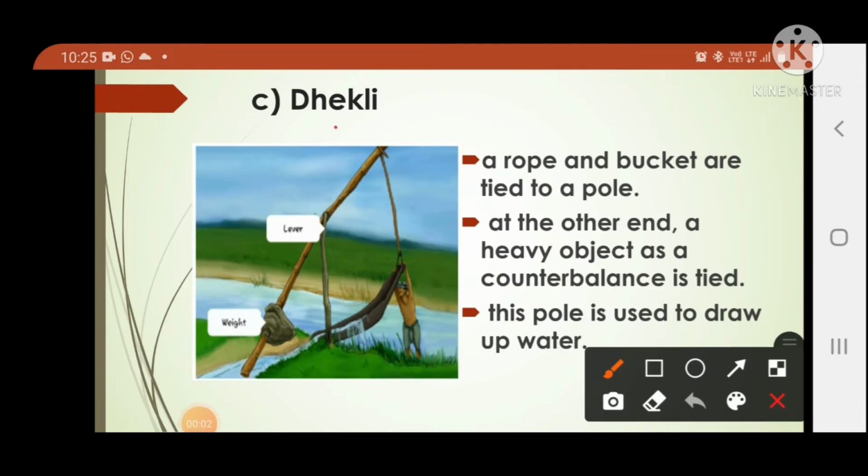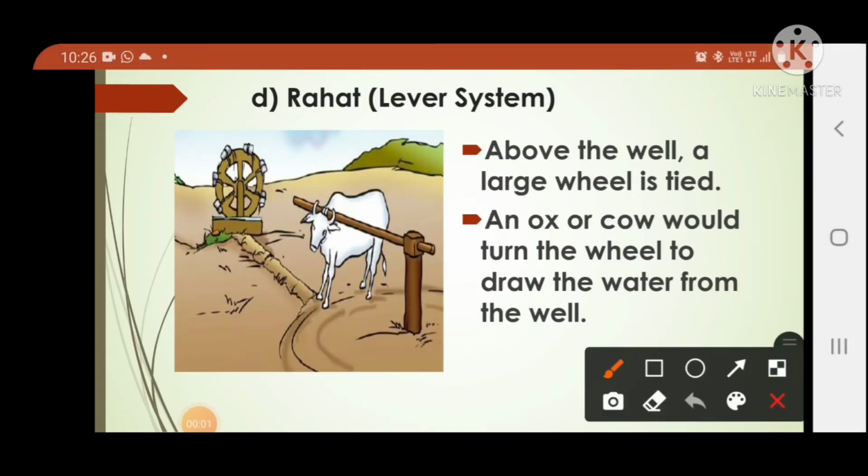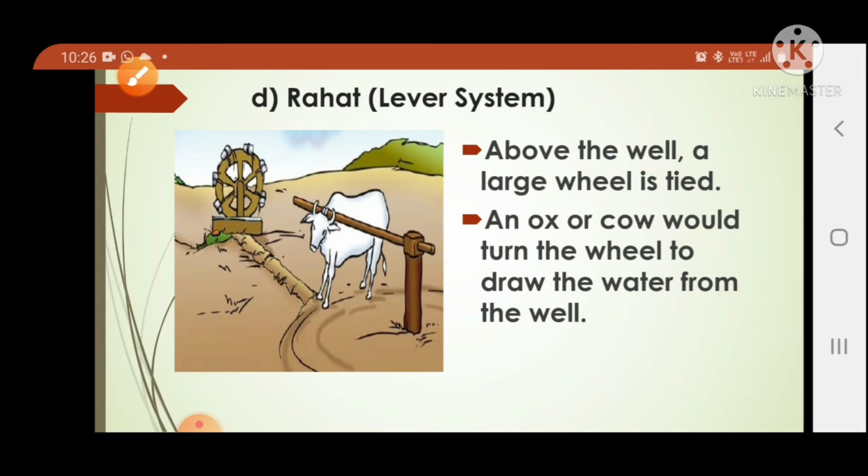In dhikli, a rope and bucket are tied to a pole. At other end, a heavy object as a counterbalance is tied, and this pole is used to draw up the water. In rahat system, above the well, a large wheel is tied. An ox or cow would turn the wheel to draw the water from the well.